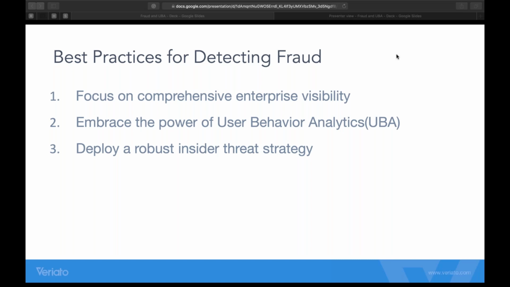And then next is just embracing the evolution of fraud detection and using this concept of UBA, or user behavior analytics based solutions. And I want to spend a little bit of time talking about UBA in general, because when it's done right, it can be super powerful. Now, it's not completely new, right?